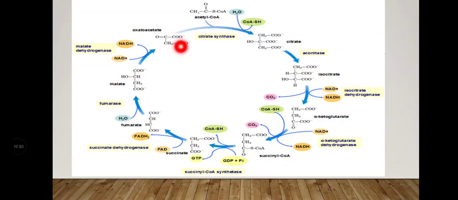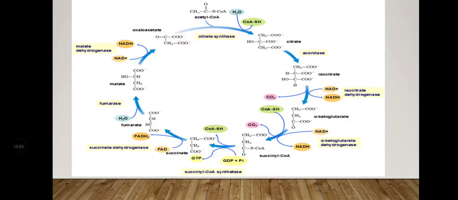Then malate is converted to oxaloacetate by malate dehydrogenase, and this one also uses up NAD plus to give off NADH. Then you have oxaloacetate. So oxaloacetate again, in the presence of acetyl-CoA and citrate synthase, gives off citrate, and the cycle repeats itself, just like that.